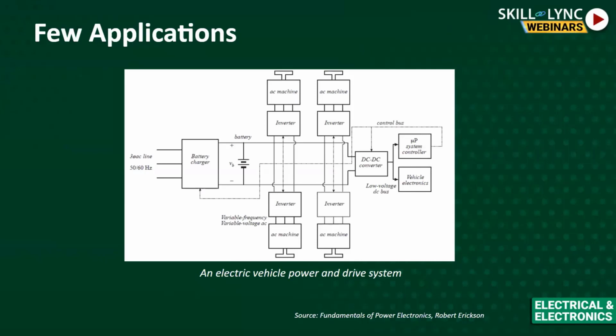Remember this point. This battery charger is a DC-DC converter. So it will charge the battery from the AC, and the inverters again will run the machines. And if there are any other supplies that we require, because there is a microprocessor or microcontroller, the system controller, and then vehicle electronics requires a lot of power supplies, we use the auxiliary DC-DC converter to supply them.